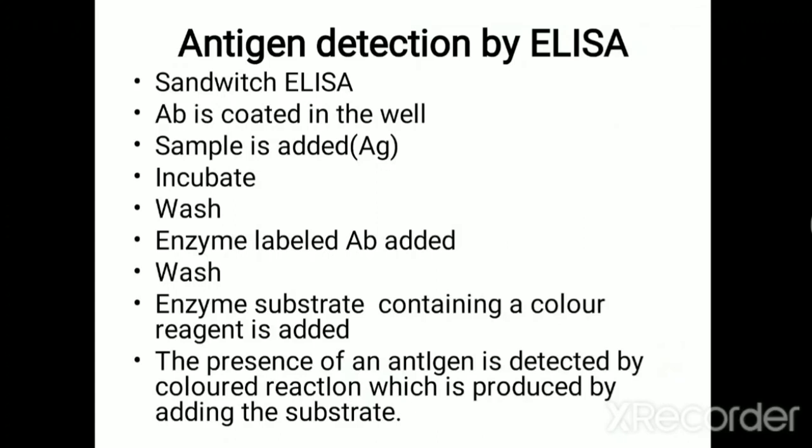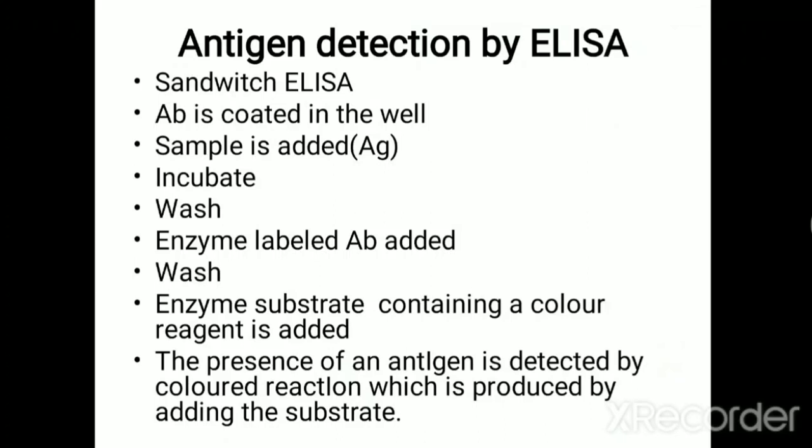So let's see the antigen detection by ELISA. This test is also known as sandwich ELISA. In antigen detection, we need an antibody for the corresponding antigen. So the inner surface of this microtiter plate is coated with the corresponding antibody. Now we have to add the test sample. The test sample contains the antigen. If the sample contains antigen, that antigen binds with this coated antibody. That will result in immune complex formation.